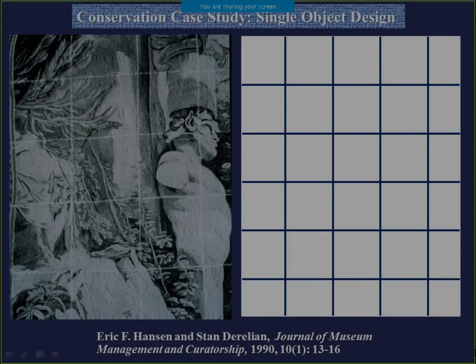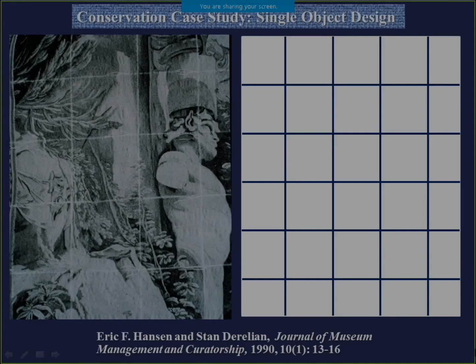A case study of a single object in conservation that followed this sort of formal design is a paper by Eric Hansen and Stan Durillian, and it focused on an 18th century tapestry woven in wool and silk that was installed in the Huntington Library between 1911 and 1920. Their observations included that it was very dirty and it needed to be cleaned, but the silk portion was dry and brittle to the touch.